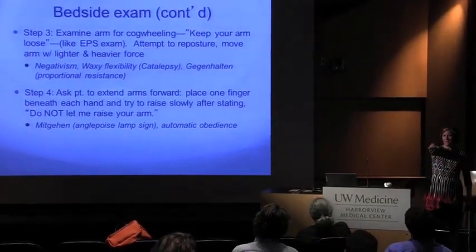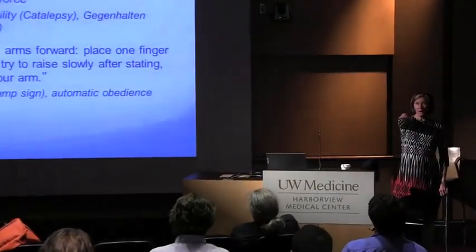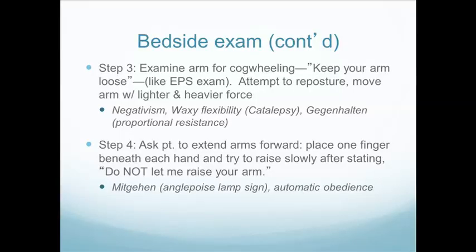Then I do this next test, which is so fun when you see a false positive. You have them extend their arm straight out, and then you say, don't let me move your arm. You touch their hand really lightly, and they go like this. They don't do this part. That was my part. It's so interesting. That's called the anglepoise lamp.